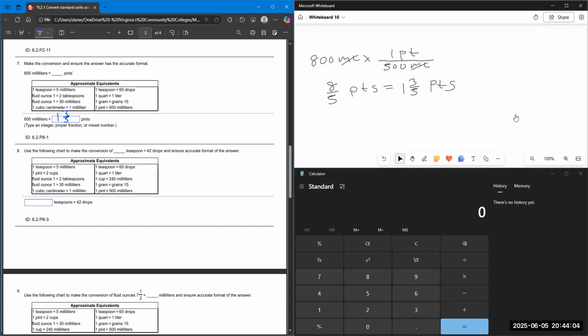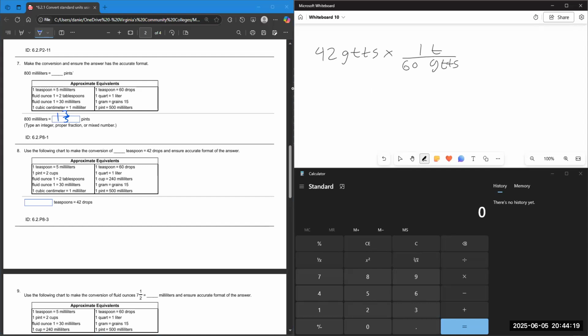Now we have 42 drops. Drops are abbreviated with gtts, and there are 60 drops in a teaspoon. 42/60. 6 goes into here 7 times and into there 10 times. So 7/10 of a teaspoon is our answer there.